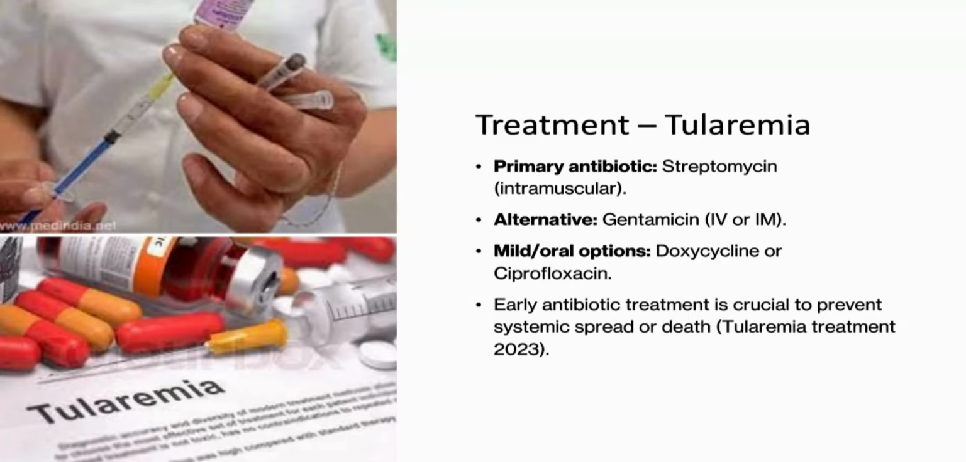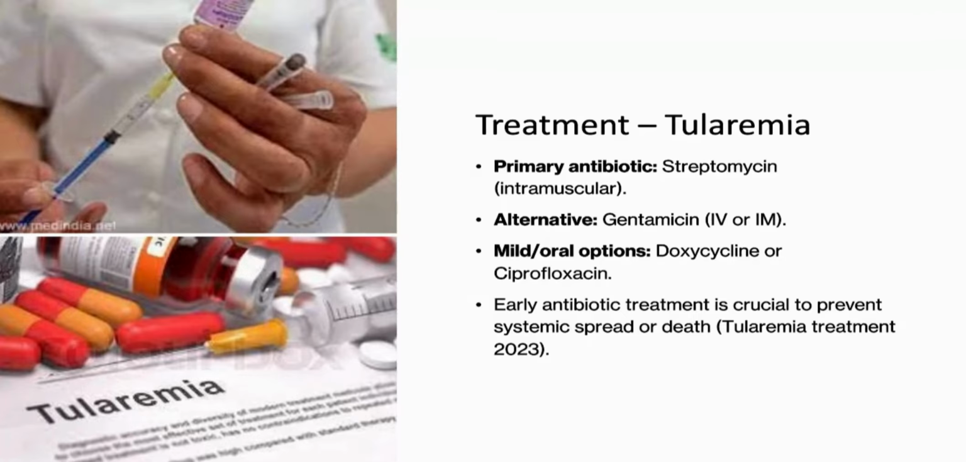The next slide is talking about the treatment. The primary treatment of tularemia is antibiotics, called streptomycin, given by intramuscular injection. It is highly effective at killing Francisella tularensis and preventing complications and other effects. Antibiotics such as gentamicin, which can be administered intramuscularly, are used in severe infection, while for milder cases, oral options are available.